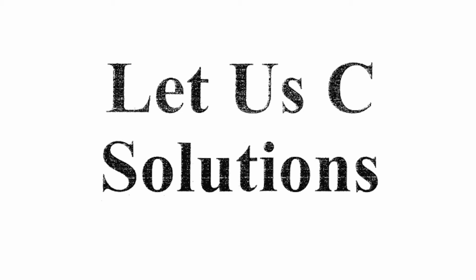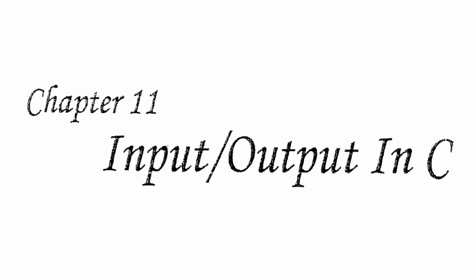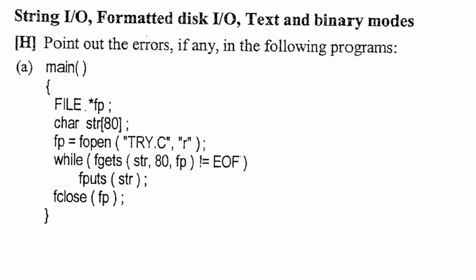We are looking at solutions. This is chapter number 11, input output in C: string input output, formatted disk input output, text and binary mode. So we have to find the error in this. So what is the error? Can you find out the error here or here?